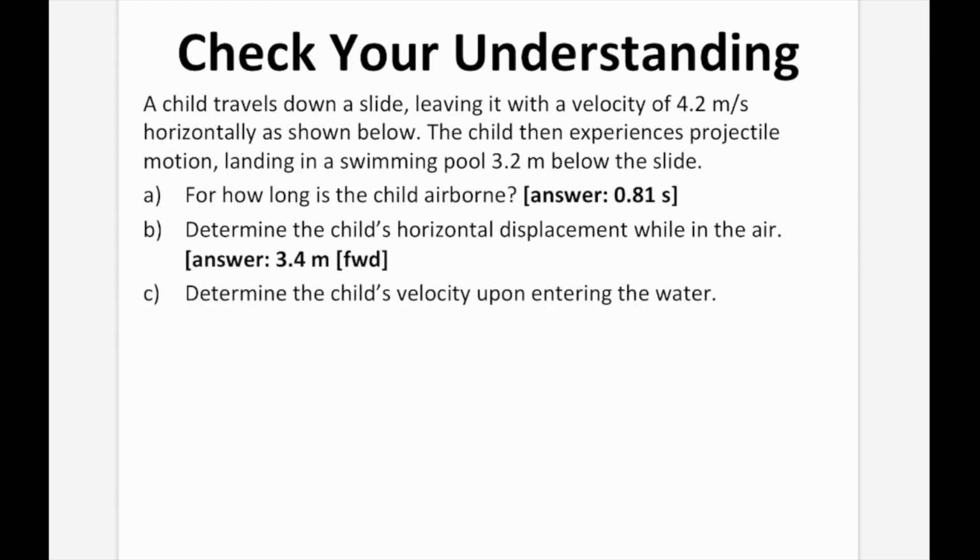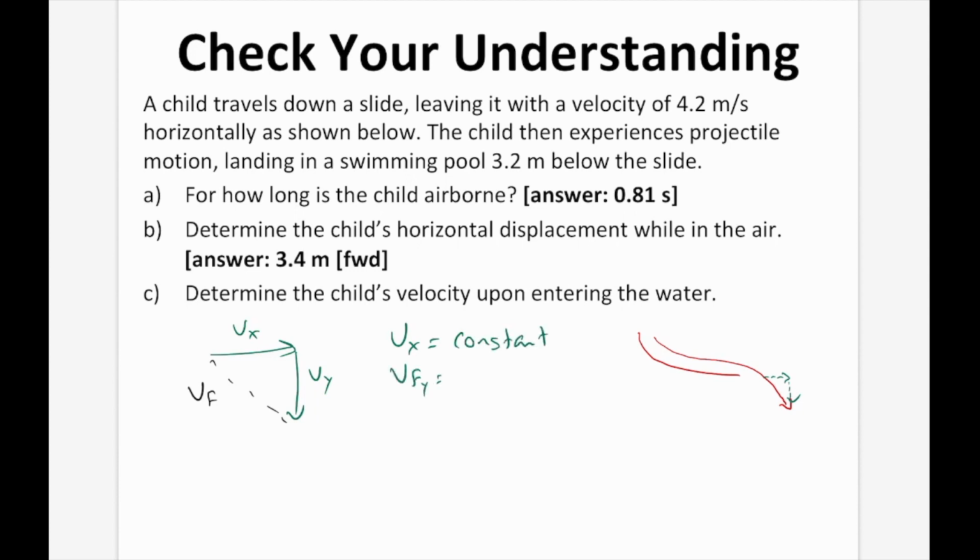C, determine the child's velocity upon entering the water. Now, this is a little bit more tricky. So as the child goes down the slide, the child's going to go like this, and they're going to make that kind of motion. They're going to enter the pool at a motion similar to that. That's going to have a horizontal and vertical component to it. So what do we need to do? We need to find Vx and Vy, and that will allow us to solve for V final. So now we know Vx. Vx doesn't change. Vx is constant. So what we need to find is Vyf.